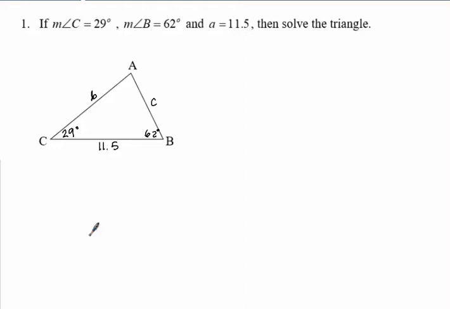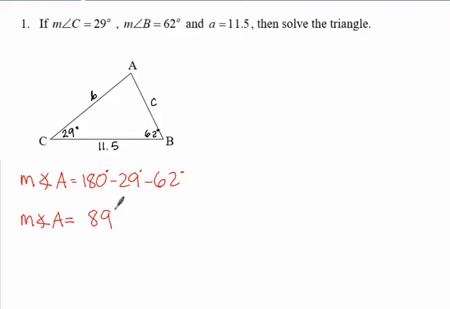First, let's find the measure of angle A. You should remember from geometry that the angles of a triangle always add up to 180 degrees. So the measure of angle A is going to be equal to 180 minus 29 minus 62. So the measure of angle A is equal to 89 degrees. Now we need to find sides b and c.